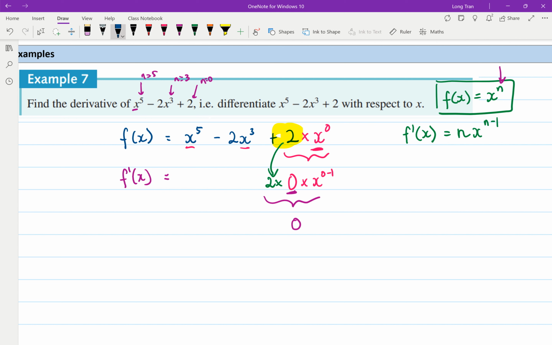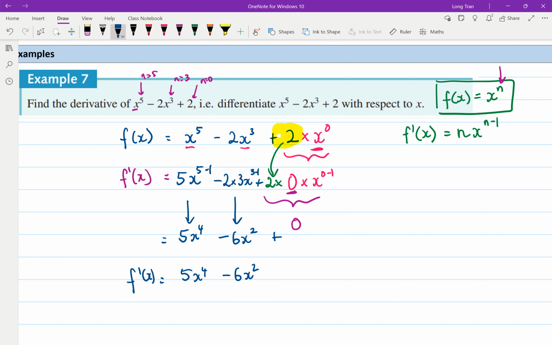Very good. Let's check if you've got it right. So this is what you should have got so far. If you use the rule, n is 5, so you should have 5 times x to the power of 5 minus 1. The other one is negative 2 times 3x to the power of 3 minus 1. And this one we figured out was 0. So together, this should be 5x to the power of 4. And then this one should have been minus 6x to the power of 2. And that was plus 0. So together your final answer is the derivative should be 5x to the power of 4 minus 6x squared.